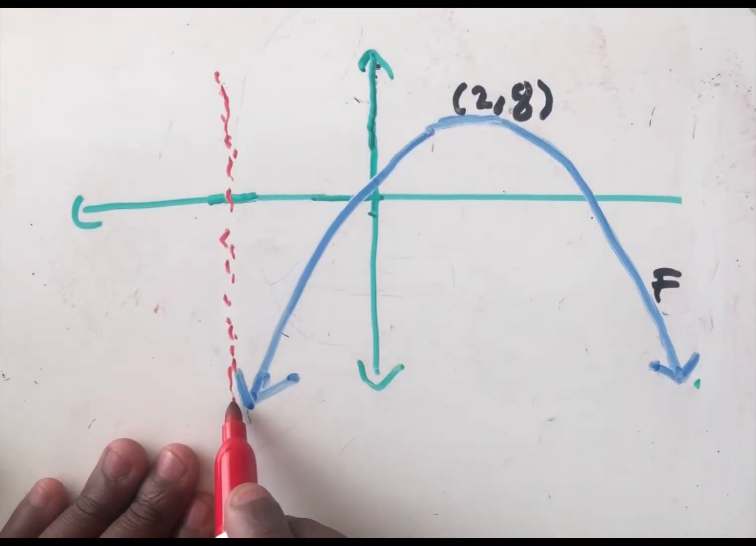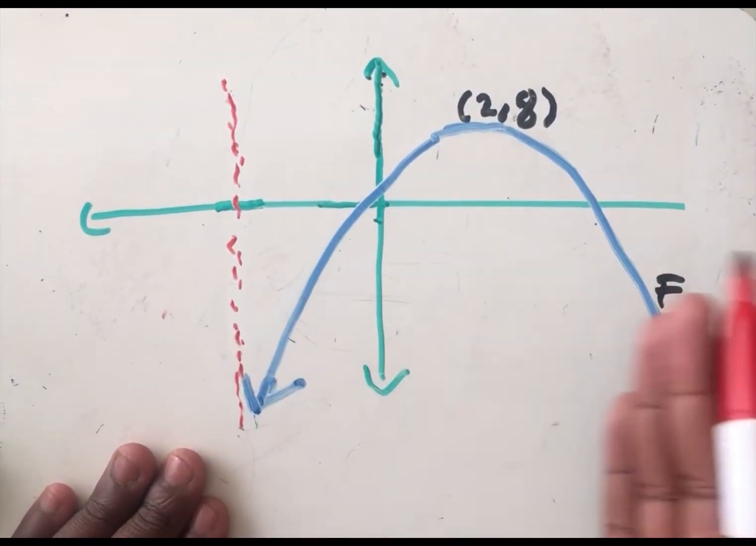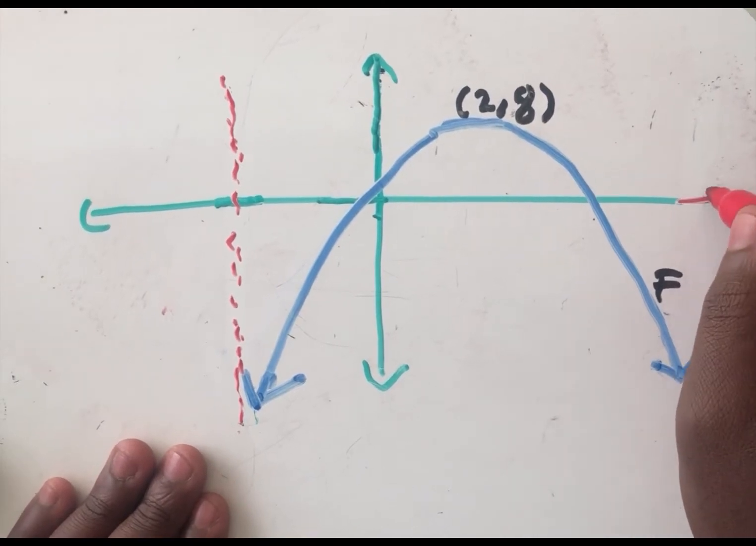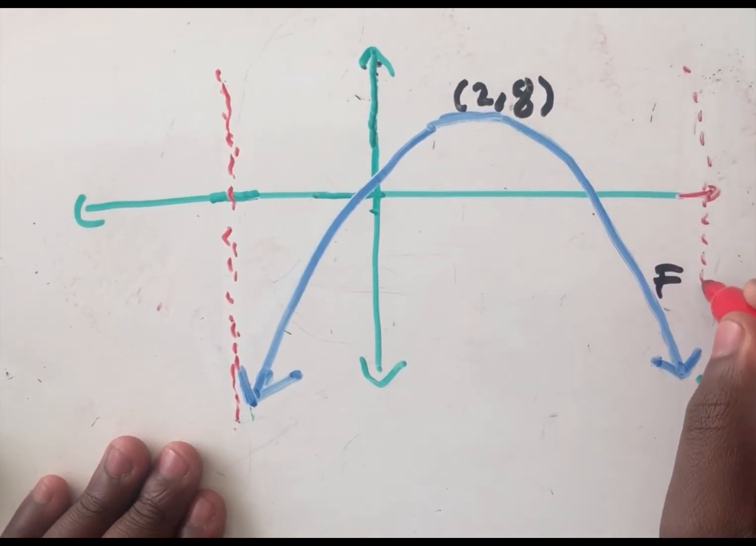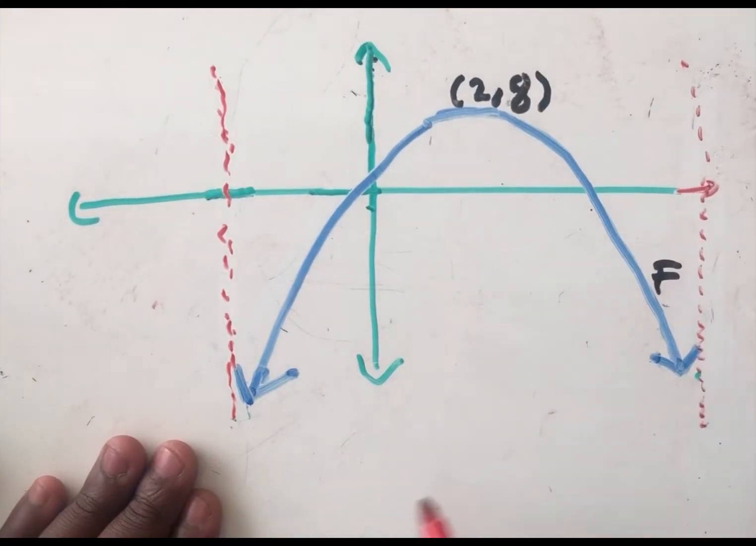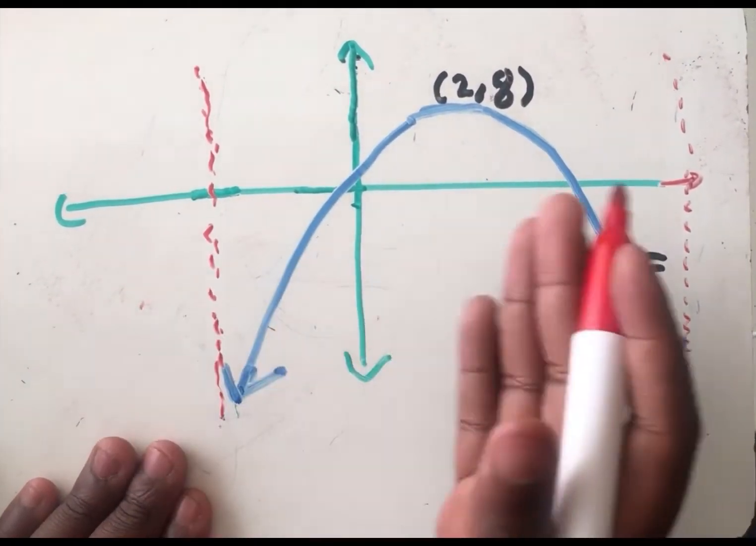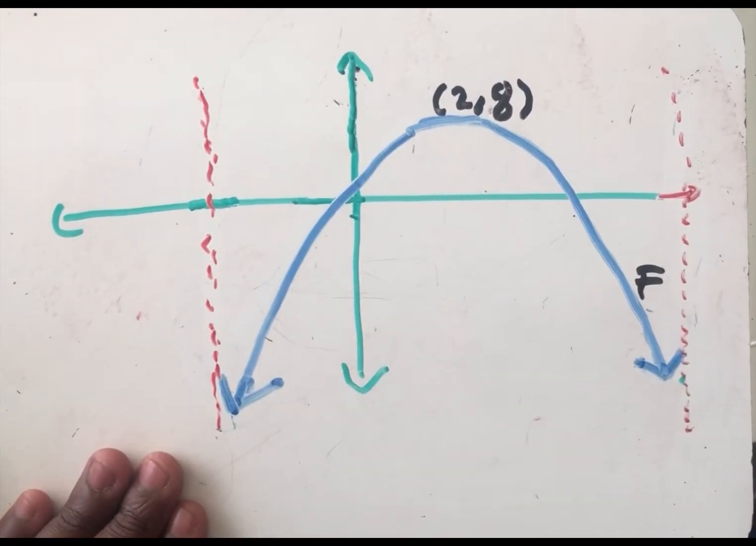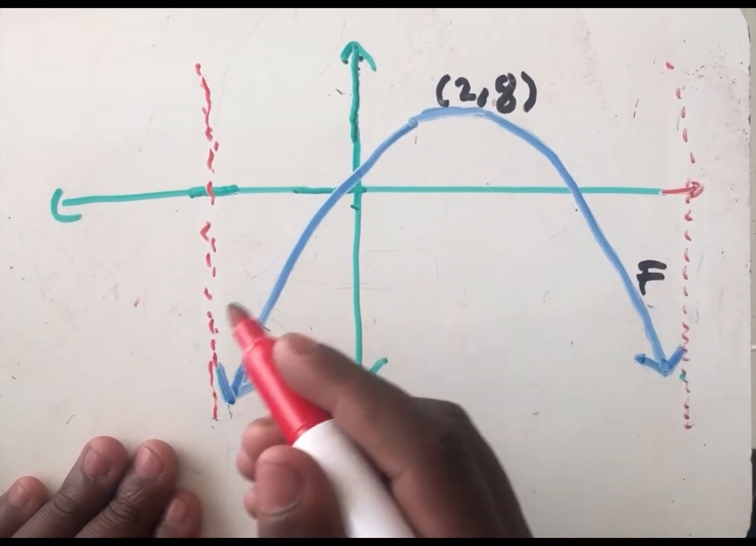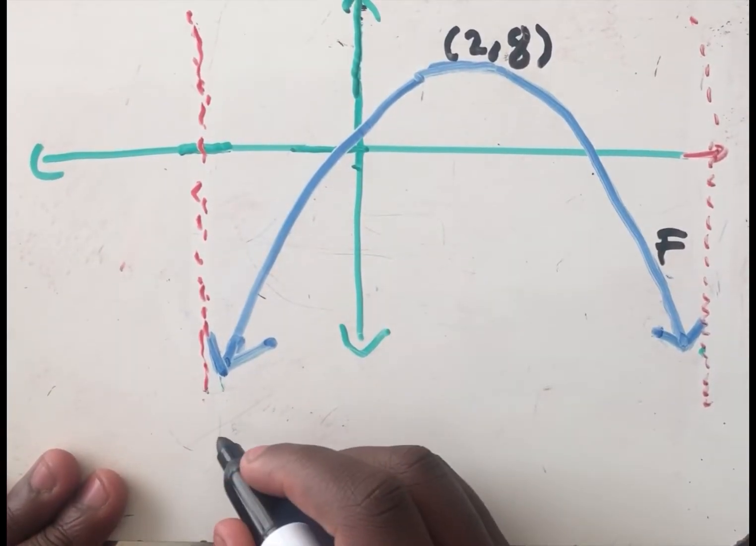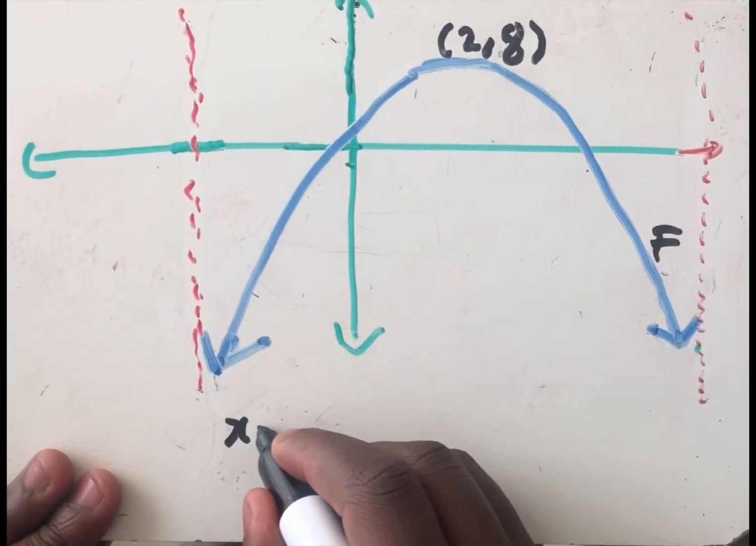So the leftmost part of the graph is this side, and then the rightmost part of the graph, where does it end? The rightmost part of the graph is at this part. And then we have to check if there's any asymptote in between. There is no asymptote in between. So then you're gonna write down where it starts and where it ends. That is all. All right, so we'll say the domain is x is an element.